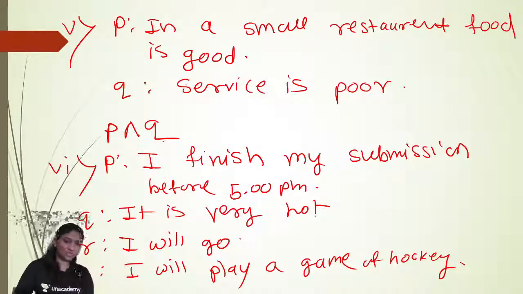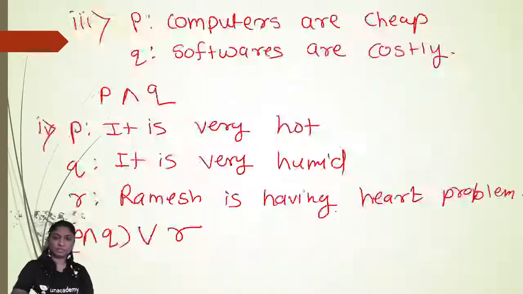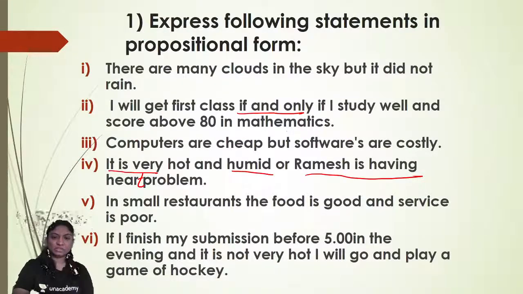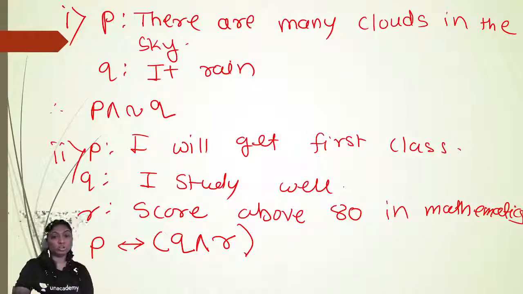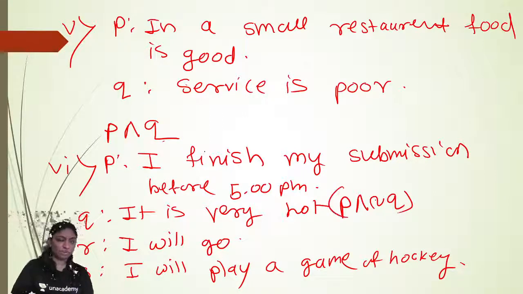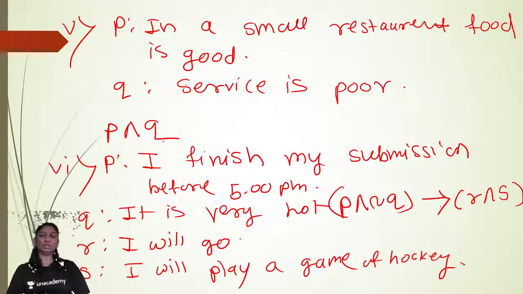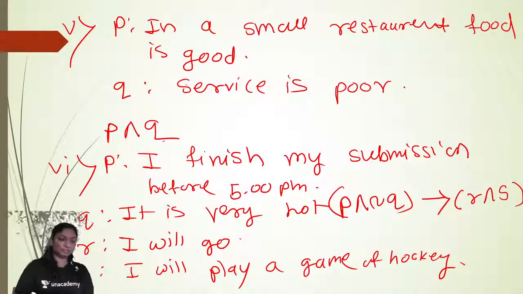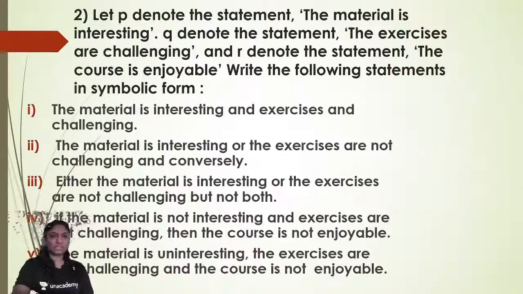I finish my submission. See the statement: I finished my submission before 5 in the evening and it is not very hot. So negation of, here you will get Q. So P and negation of Q, if, then I will go and play a game of hockey. So R and S. This is your propositional form of the given statements. Okay. Now we will see the next question.